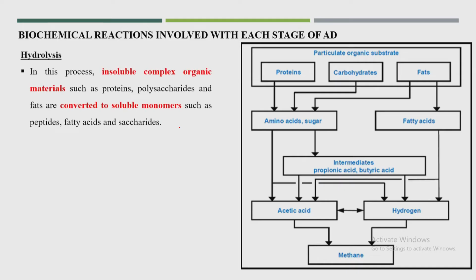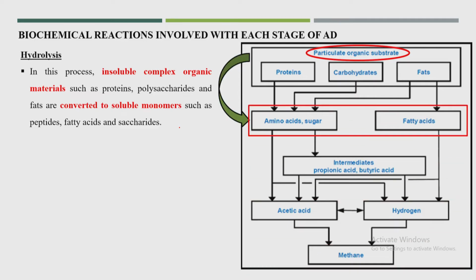The first is the hydrolysis process. In this process, the insoluble complex organic matter such as proteins, polysaccharides and fats are converted to soluble monomers such as peptides, fatty acids and saccharides. So, that is the first, hydrolysis process. Here the simpler monomers mean amino acids, sugars and fatty acids. It is a slow process. This stage is the rate limiting stage in the anaerobic digestion process.